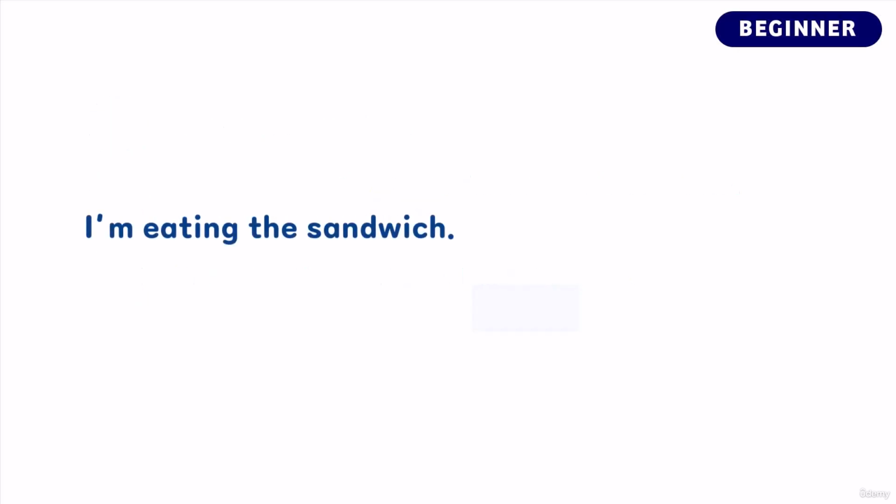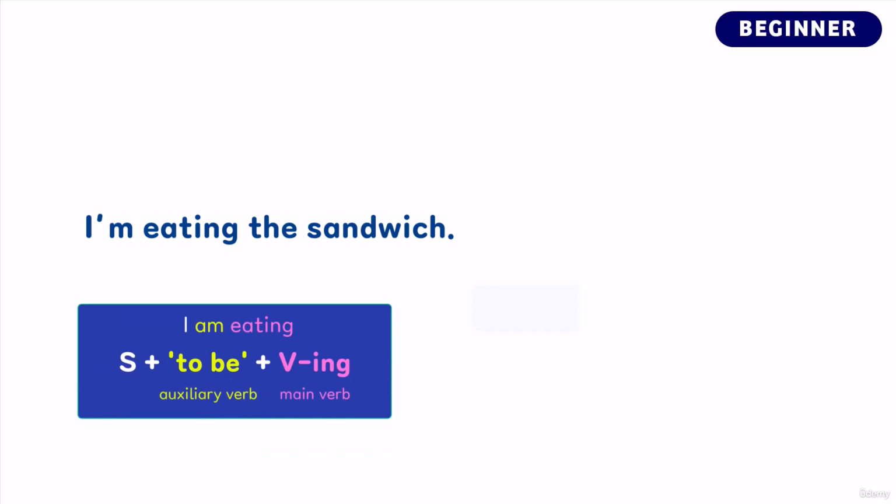Okay, so let's begin with a positive statement that uses the present continuous tense. I'm eating the sandwich. To form the present continuous tense, we use the verb to be as the auxiliary verb. And auxiliary verbs are helping verbs.